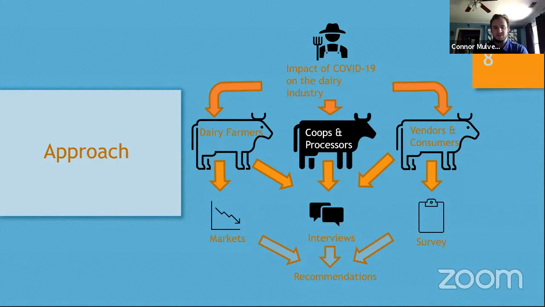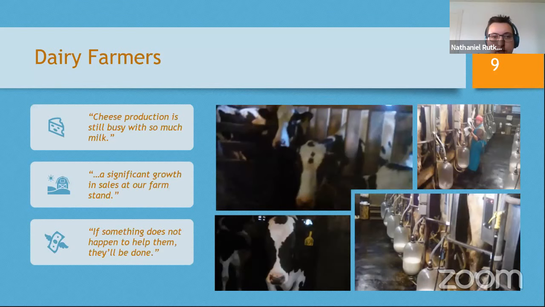We initially looked at reports from the United States Department of Agriculture and found dairy production, for example, cheese products, was strong during the months of March and April with the onset of the COVID-19 pandemic, but demand has shifted with the closures of restaurants and schools, which actually led to milk prices dropping.